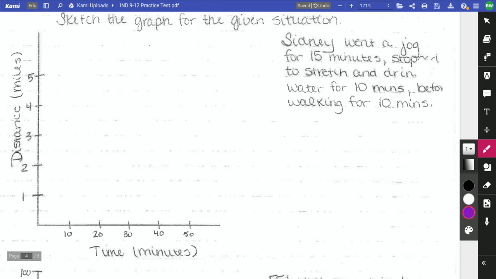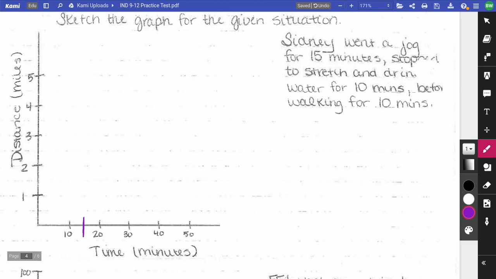So we just know we're going to have her jogging until this far, our marked 15-minute mark on the time. She's jogging, and it's a distance time graph. So we're going to show her distance increasing over time, starting at 0 and increasing, she's jogging.